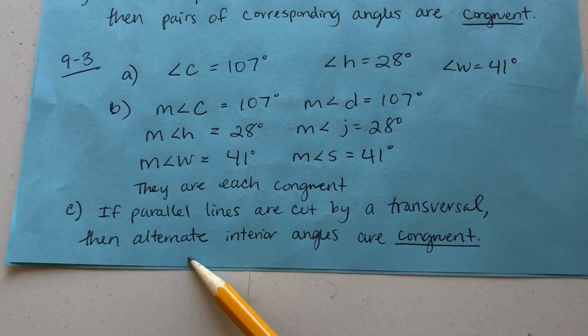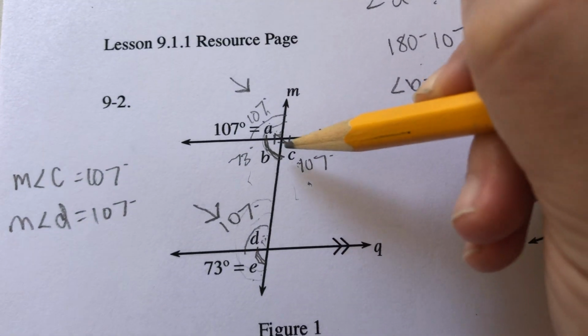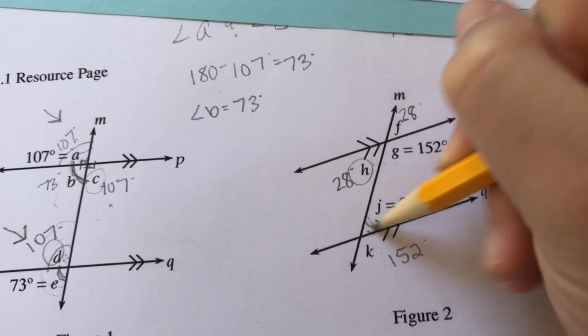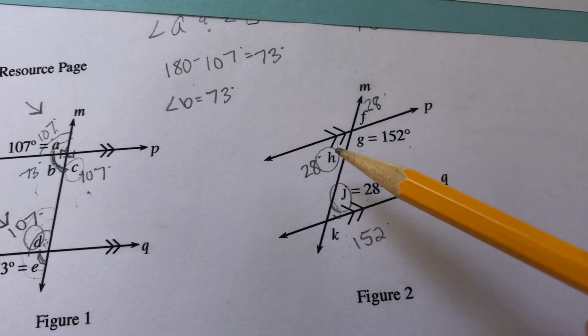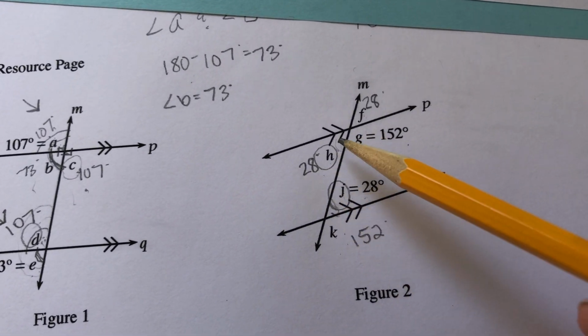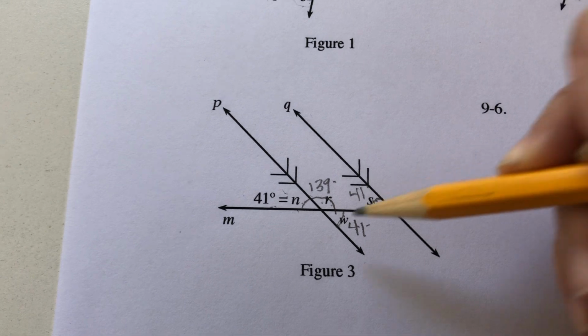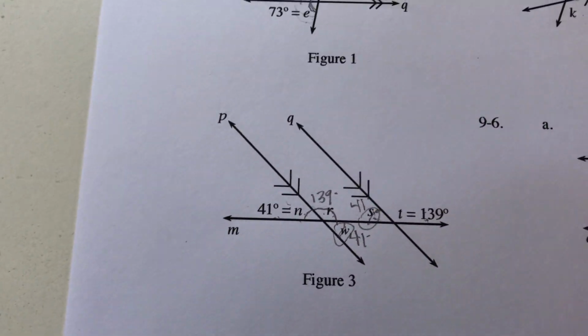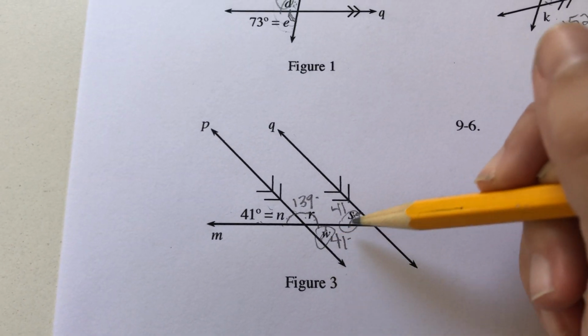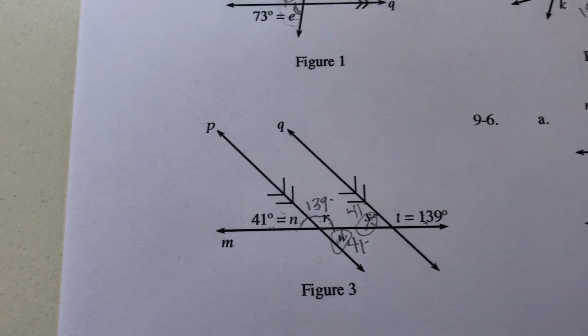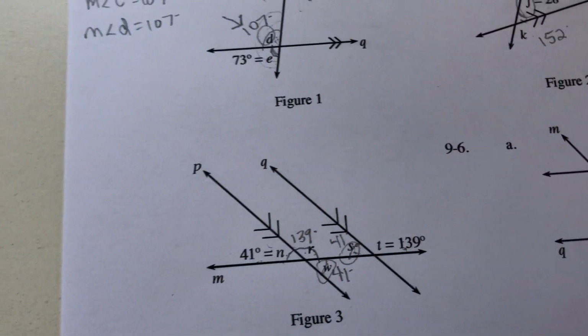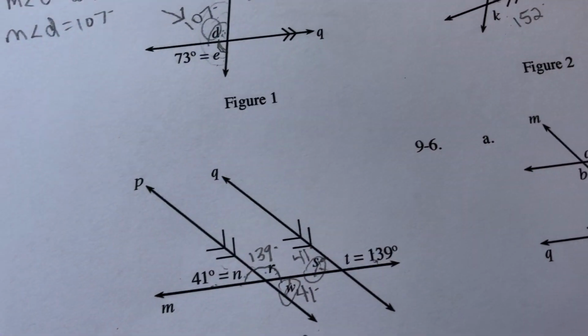So look at that term, alternate interior angles. So let's look at those. That would be C and D. Those are alternate interior. H and J, alternate interior. You'll see how they're inside the parallel lines, but they're on opposite sides of the line. And then, where was I? Oh yeah, W and S. S and W. They are also alternate interior angles. So they're going to match and be equal, always, if they're parallel lines being cut.